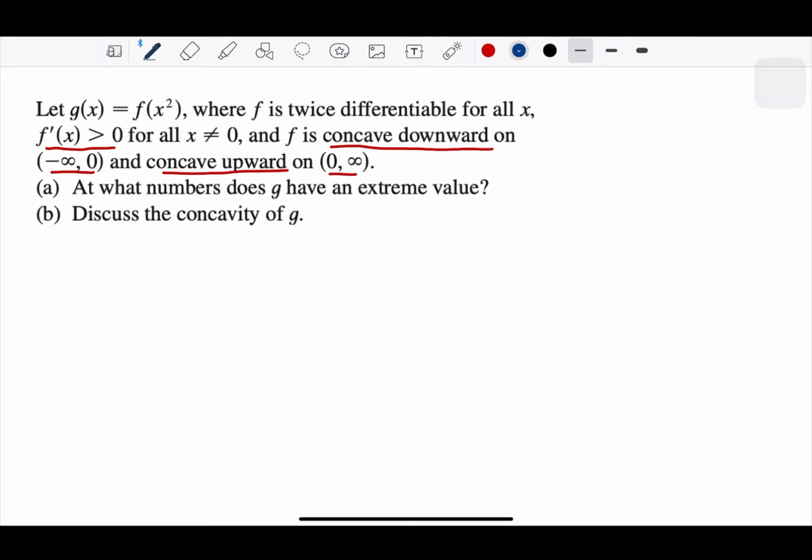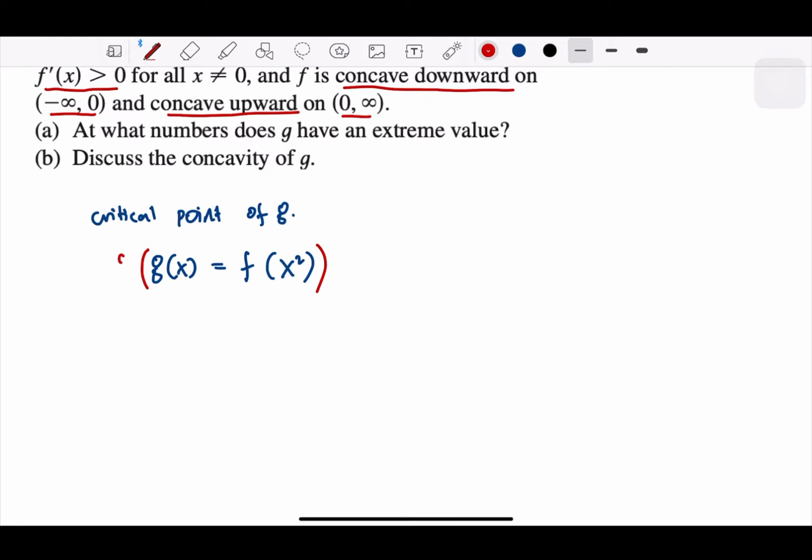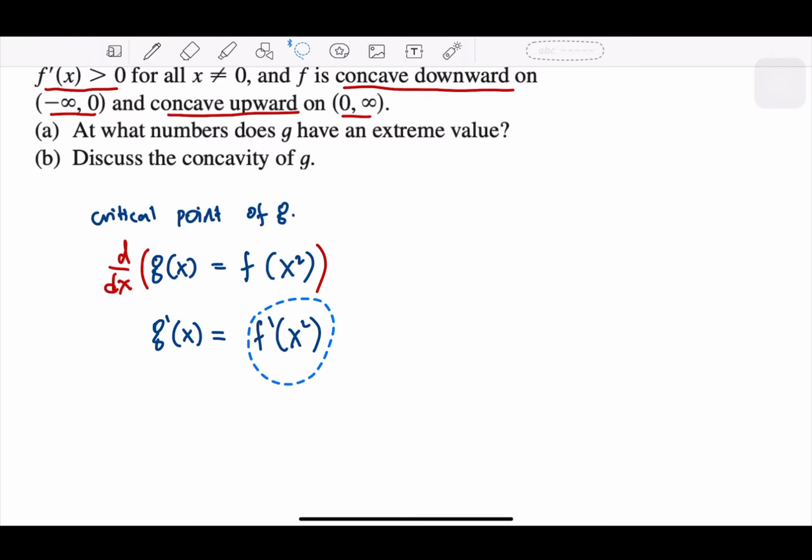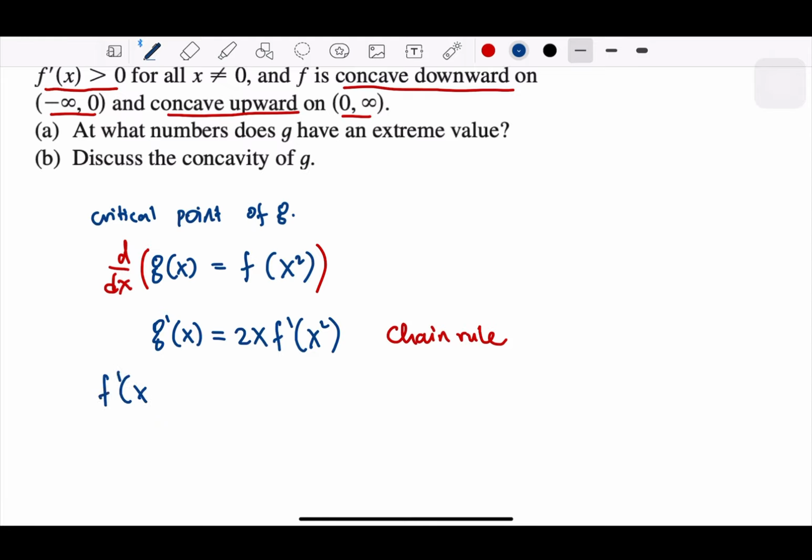Okay, so first we need to find the critical points for g. That is, we can find them by differentiating the function g. So g prime will be f prime of x squared, and then times 2x, so I will write 2x f prime of x squared, by the chain rule. And we know that f prime of x is positive for all x not equal to 0.